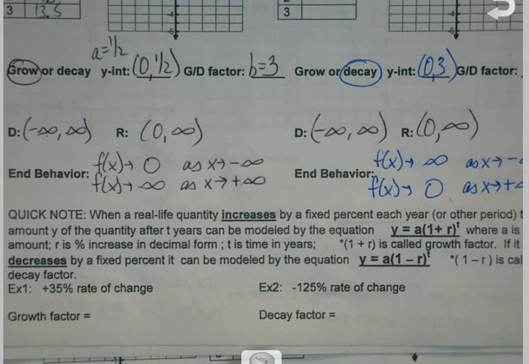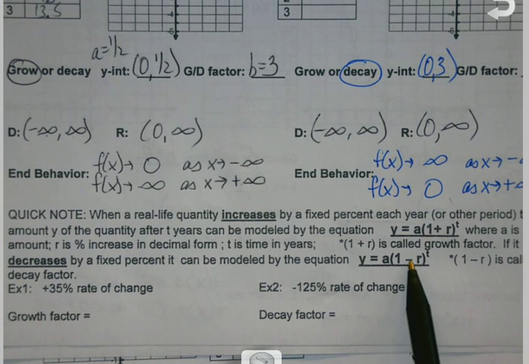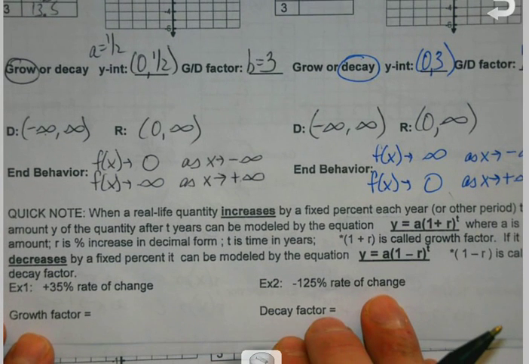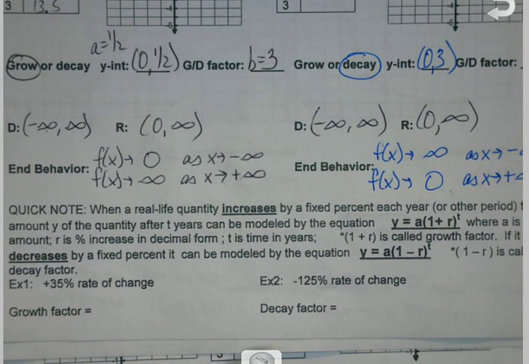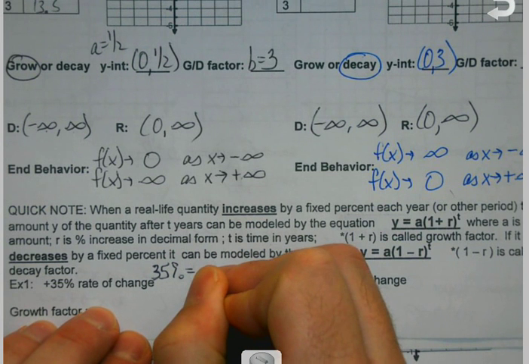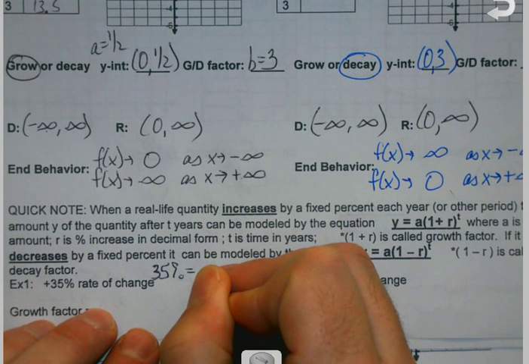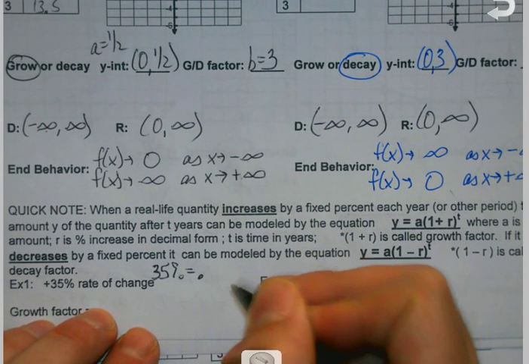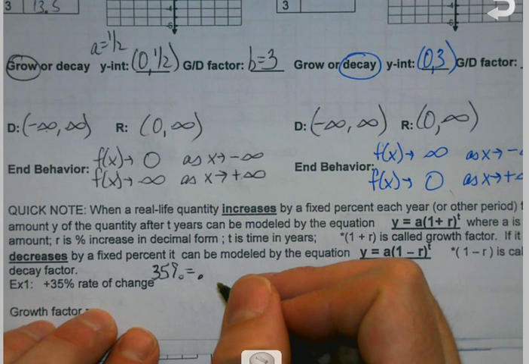Then, if it decreases or starts to shrink or decay, I just change the sign in the middle to a minus. And the minus would be my decay factor. So, let's say you're asked to produce a growth factor when there's a 35% rate of change, a positive one. How do I write 35% as a decimal? Point something something. Are there any zeros in the something something, or is it just like 0.35?